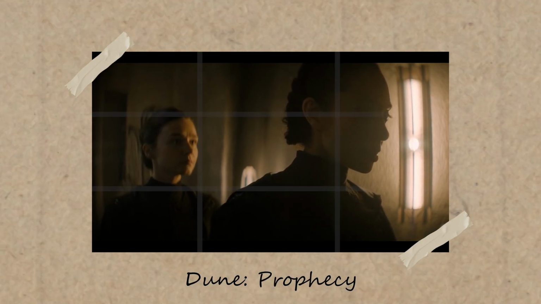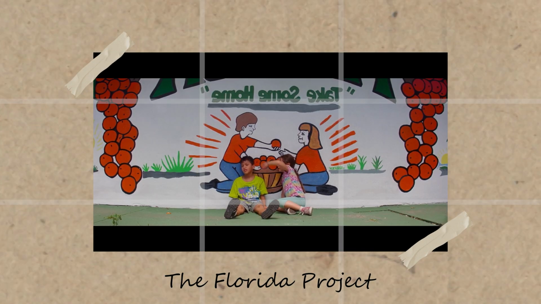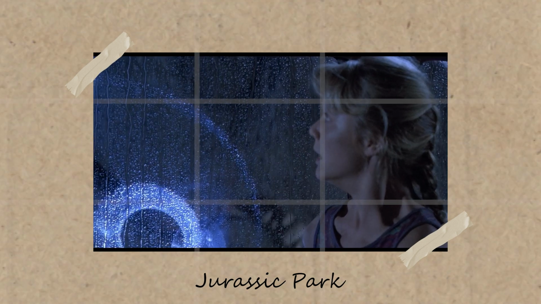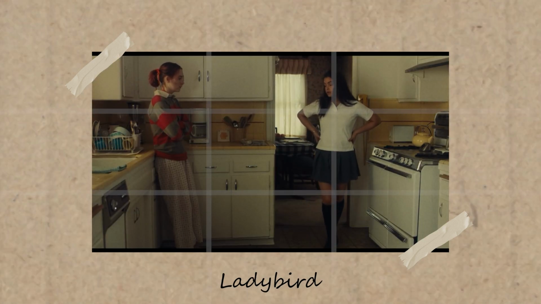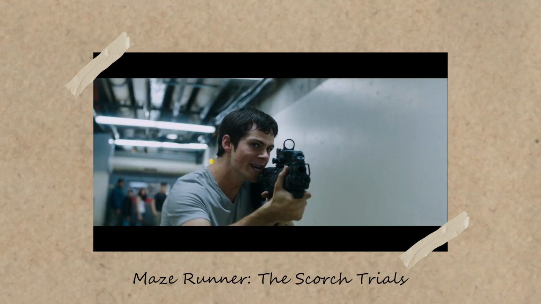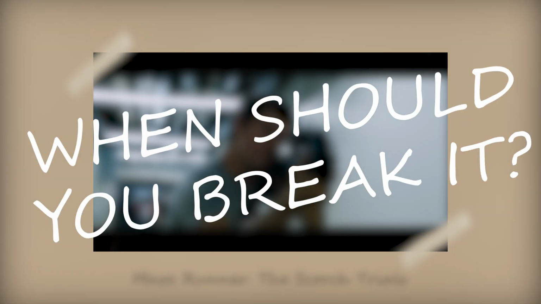The rule of thirds is one of the first compositional techniques taught to photographers and filmmakers. But what exactly is it? Why does it work? And most importantly, when should you break it?